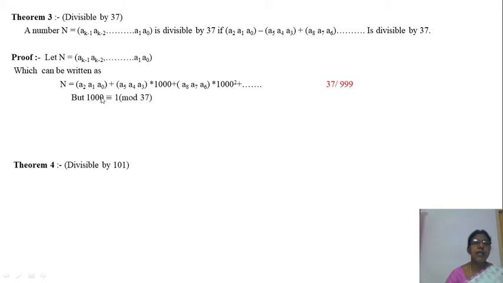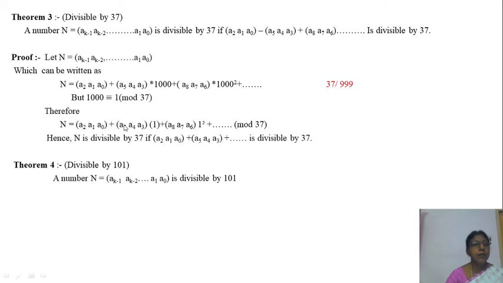Here, 1000 is congruent to 1 mod 37. In the previous one, it was minus 1 mod. But here 1000 is congruent to 1 mod 37. You observe it, which means 37 divides 1000 minus 1, and that is 999. So 37 divides 999. In the previous one we had 1000 congruent to minus 1, but here 1000 is congruent to 1 mod 37.